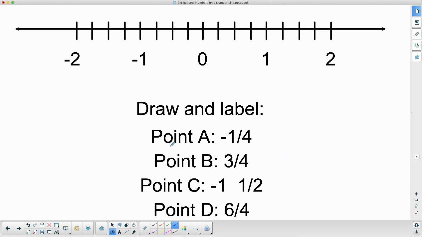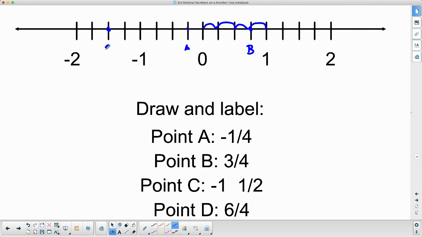If I do this one here, I can see I have 1, 2, 3, 4 spaces in between. So we are using a number line that has unit fractions of a fourth. So -1/4 goes back 1 out of the 4 places is A. B is over 3 places, 1, 2, 3/4. C is -1, so go all the way to -1 and a half, so 1, 2 out of 4 places.